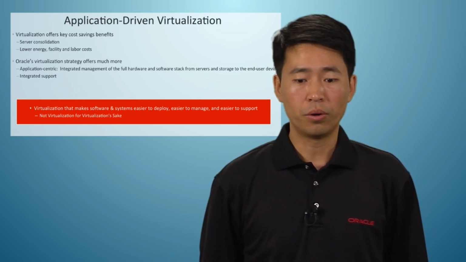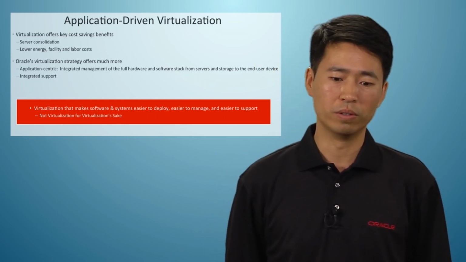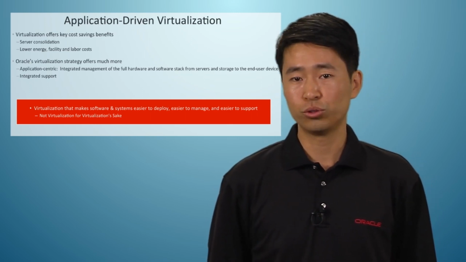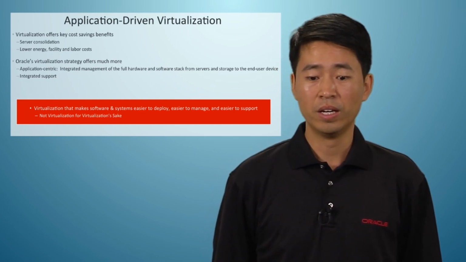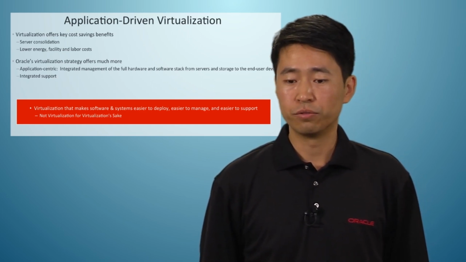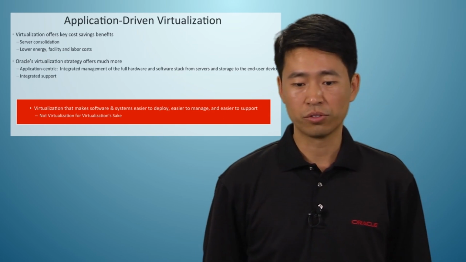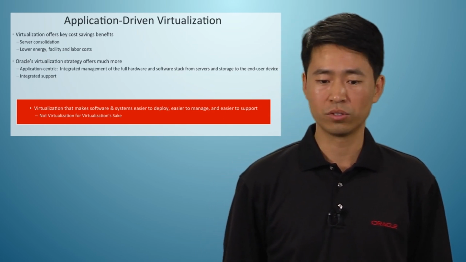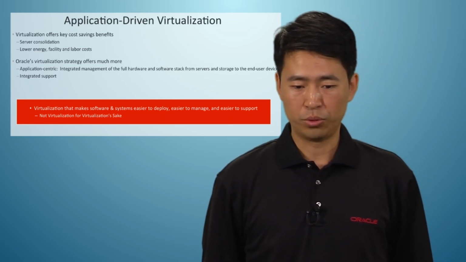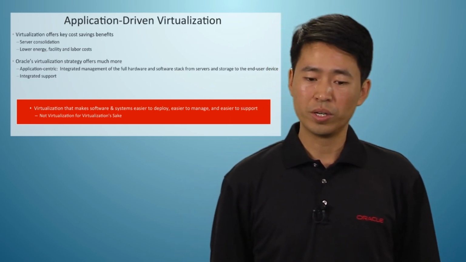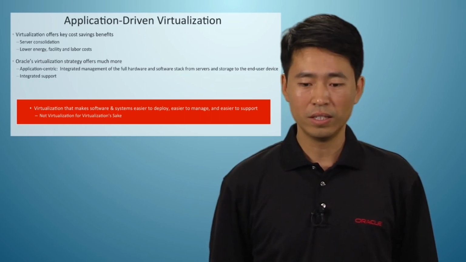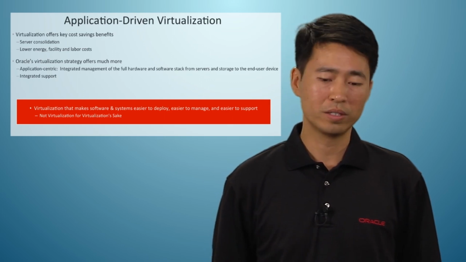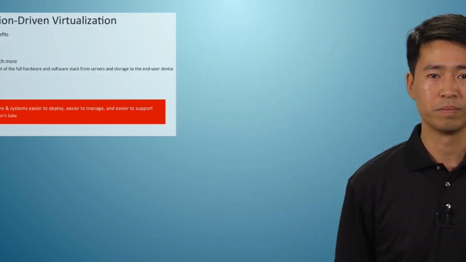But at the same time, Oracle's virtualization strategy offers much more. We provide application-centric and application-driven virtualization, which is top-down, with integrated management of the full hardware and software stack from server and storage to the end-user devices, and comes with integrated support. In summary, Oracle's virtualization really makes the software and the system easier to deploy, easier to manage, and easier to support, not virtualization for virtualization's sake.